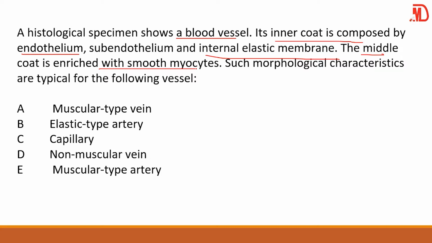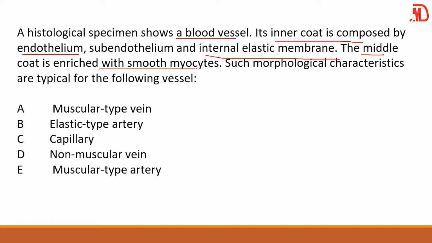So when the middle layer has a lot of elastic fibers, that type of artery is called what? Elastic type of artery. When the middle layer has a lot of muscles, we call it what? The muscular type of artery. And then when the outer layer has a lot of adventitia, that is a vein.